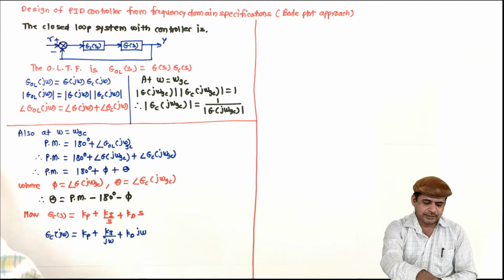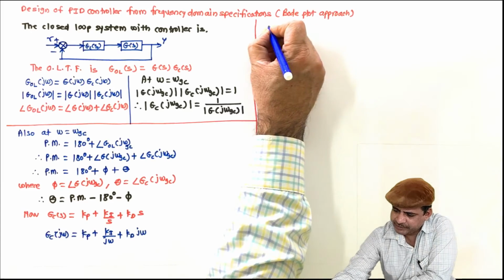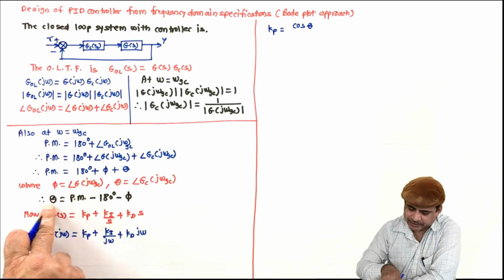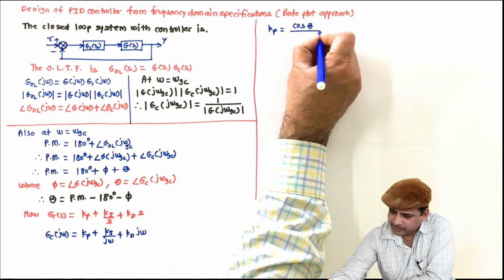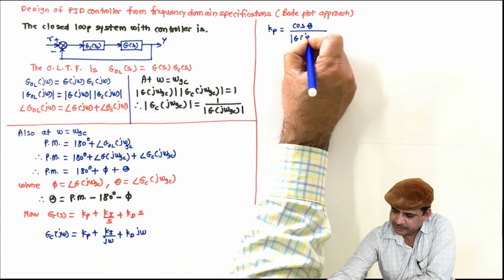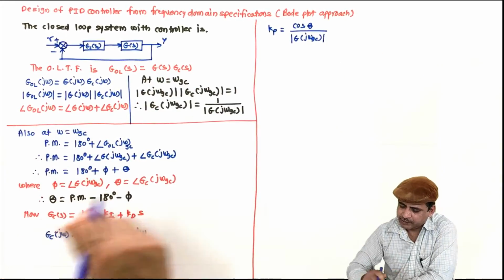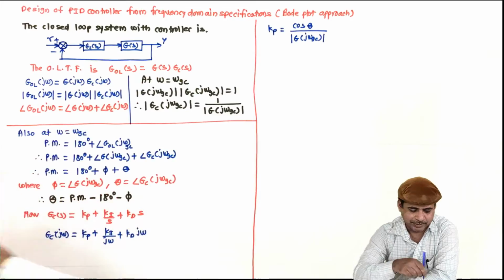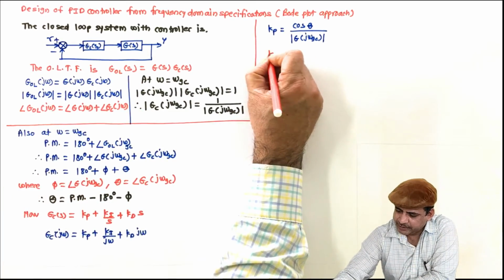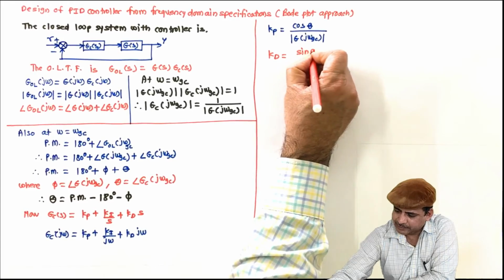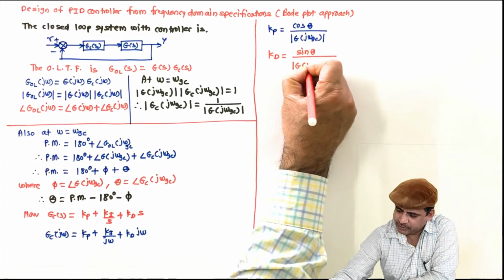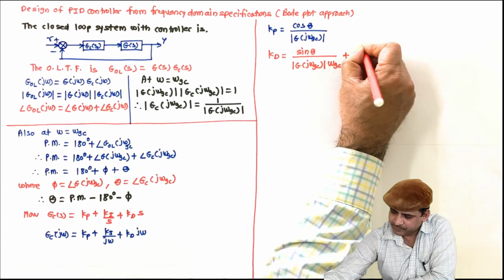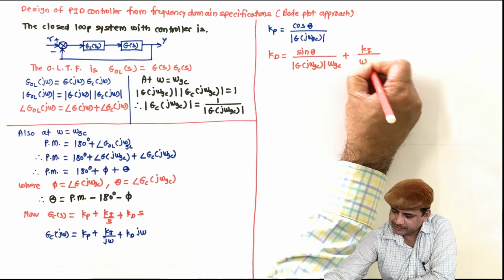Using those formulae we can design the controller. So here the formula for Kp is cos theta, where theta is the angle to be contributed by the controller, divided by magnitude of G of j omega gc. So these two things we need to determine while solving the problem. And then the formula for Kd is sin theta divided by magnitude of G of j omega gc into omega gc, plus Ki divided by omega gc square.